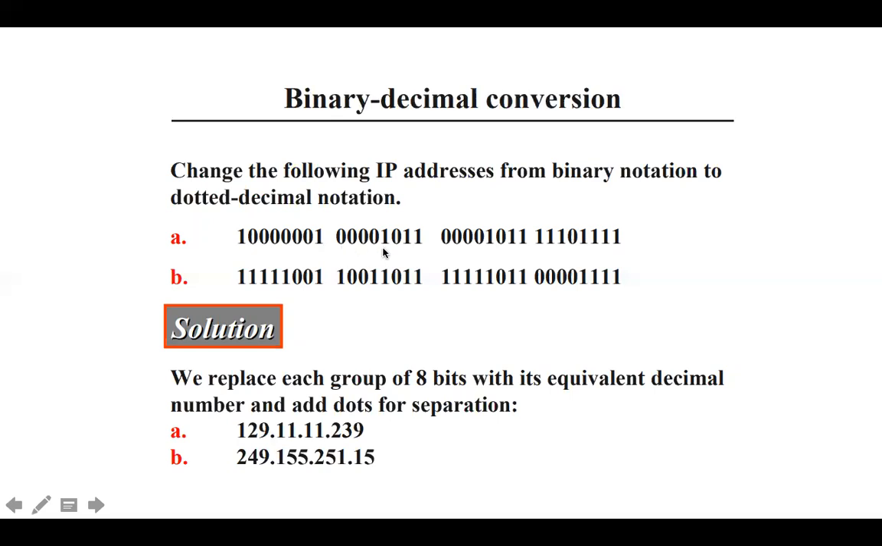Next, 1011 is equal to 11. And you add another dot. 1011 again is another 11. And then add another dot. And 1101111 is equal to 239. So this is the IP address in decimal notation for question A. Same for question B.